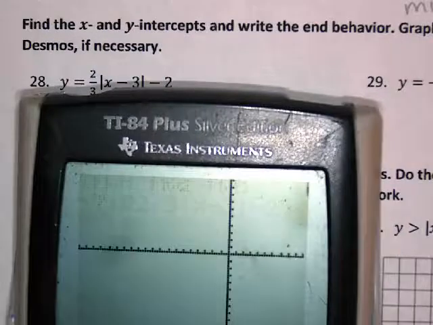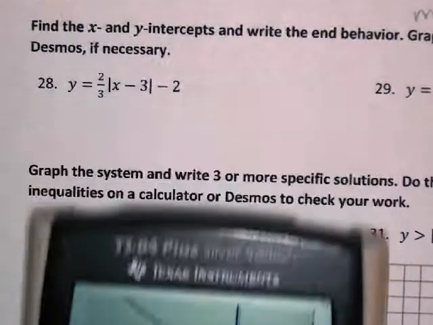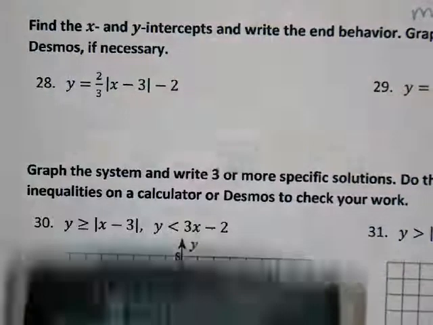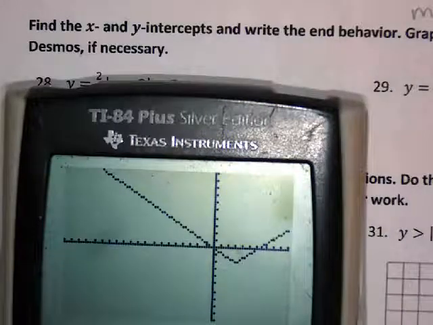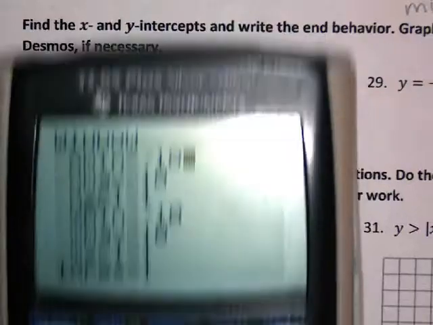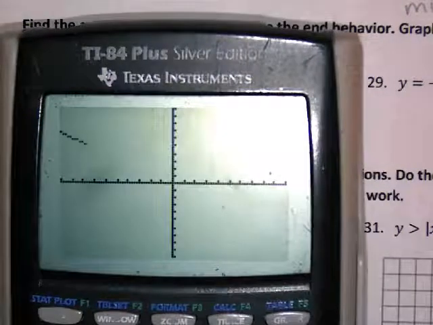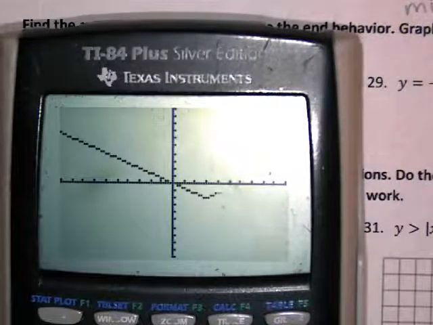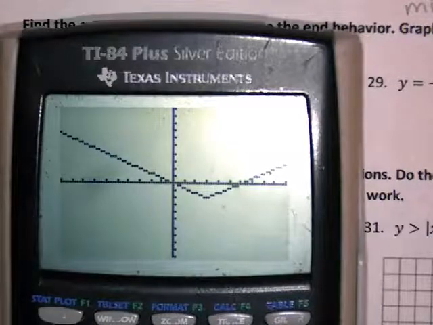Type in x minus 3, hit the right arrow, and then minus 2. Okay. Oh, my window is still very big from what I did before. Just don't mind me, I'm just changing my window back to normal. Okay, so here's my graph for number 28.